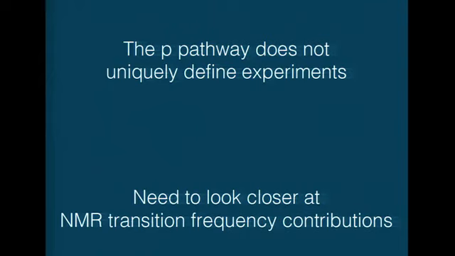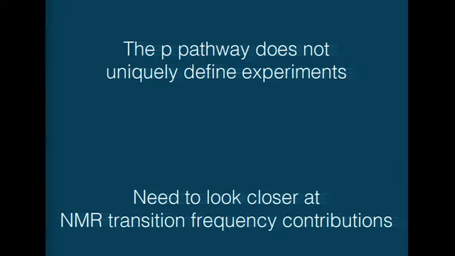Okay, so the way I've described it, fundamentally there's a thing called a transition pathway, but we're phase cycling, or we're doing phase dimensions, to select P pathways. But P pathways and transition pathways are not equivalent. There are many different transition pathways that will map to the same P pathway.